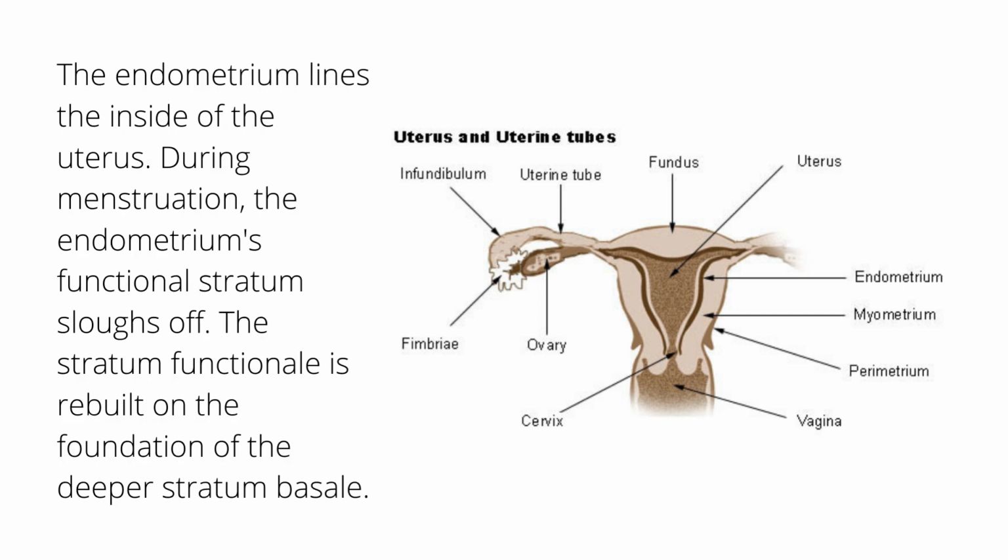The uterus is lined with the endometrium. The stratum functionale of the endometrium sloughs off during menstruation. The deeper stratum basale provides the foundation for rebuilding the stratum functionale. That is what is shed out or sloughs off during menstruation, or period.